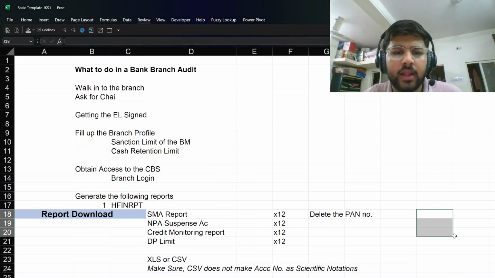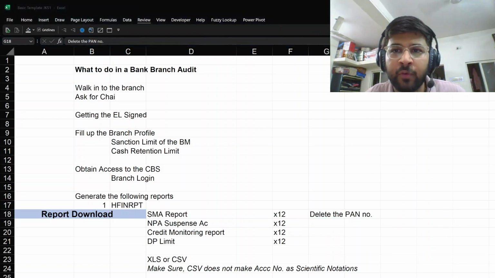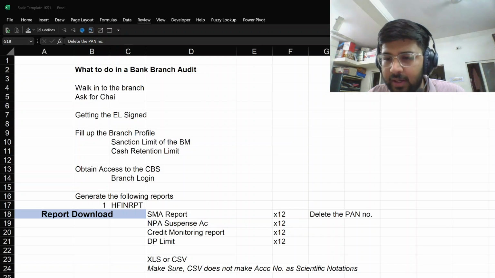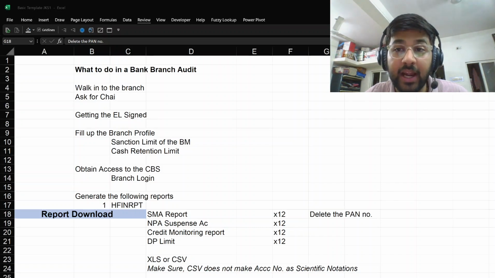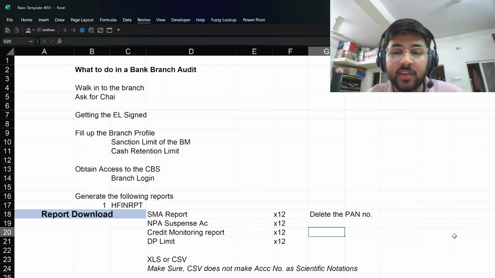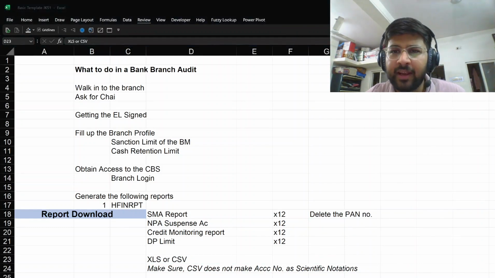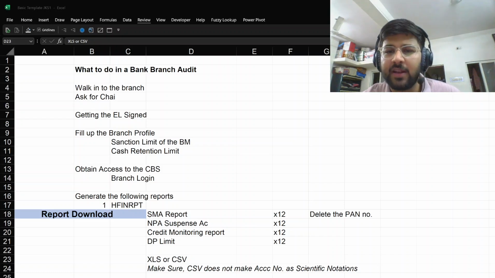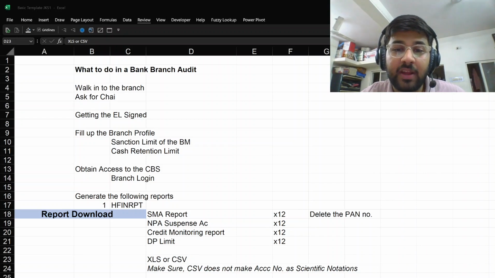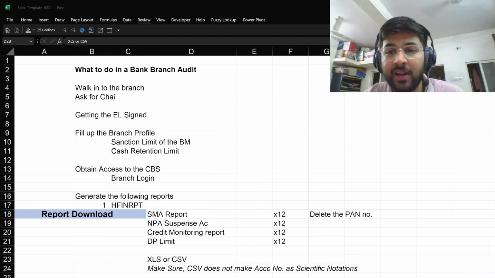All right, and then make sure you delete the PAN number from your SMA report before sending it to your own laptop. Otherwise, the IT controls would block it, because it's sensitive data. Use XLS or CSV file as export in general, or you can use TXT as well. Make sure when you are exporting to CSV, you check whether the 15-digit account number is not converted to scientific notation, otherwise you'll fail your VLOOKUPs.